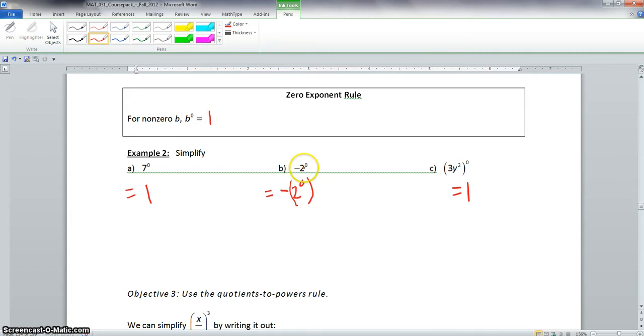So in this case, only the 2 would be taken to the 0 power. So our final answer here would be -1. So even if that would have been a -5 to the 0 power, it still would end up equaling -1 because that negative is not taken to the exponent.